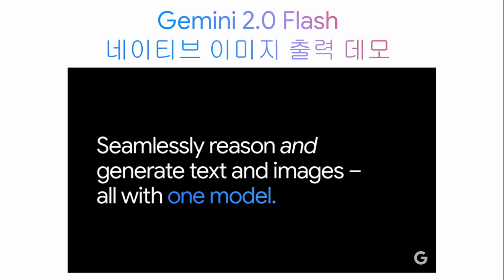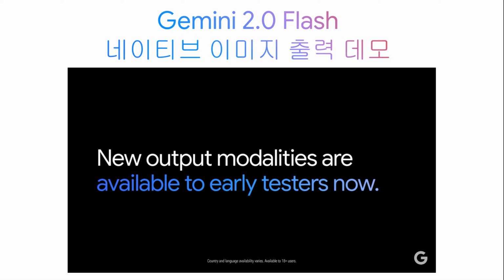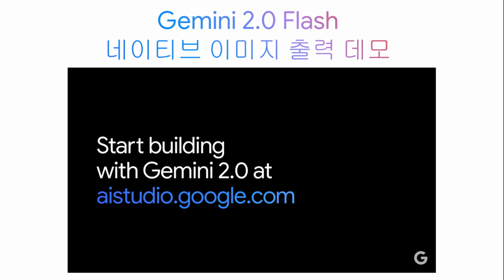These are just a few examples of what's possible when you can seamlessly reason and generate text and images, all with one model. New output modalities are available to early testers now, with a wider rollout expected next year. Start building with Gemini 2.0 at aistudio.google.com.